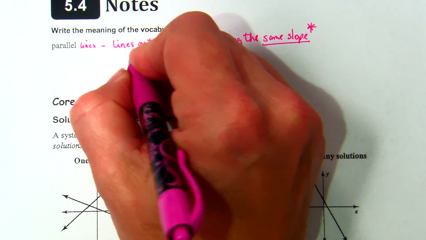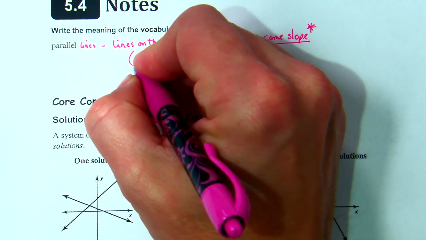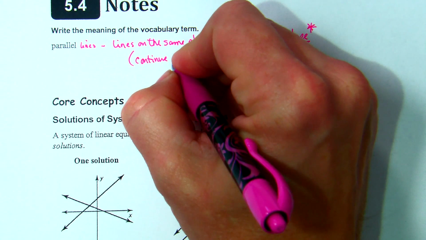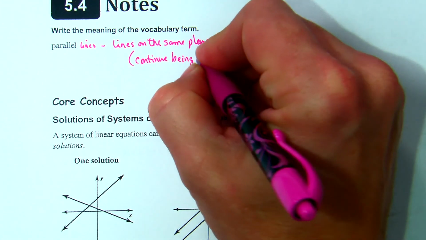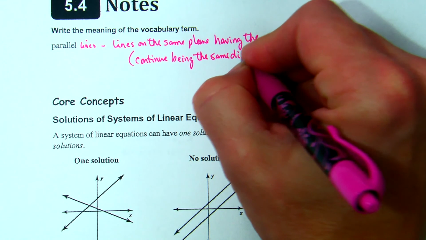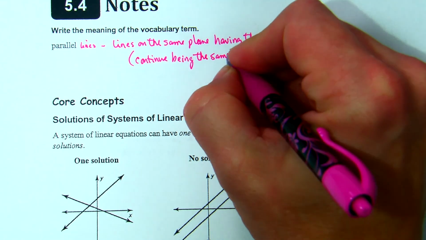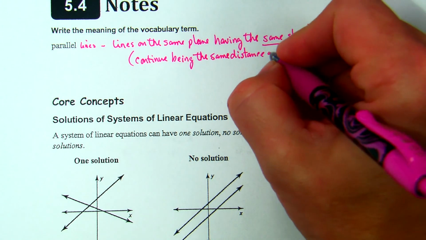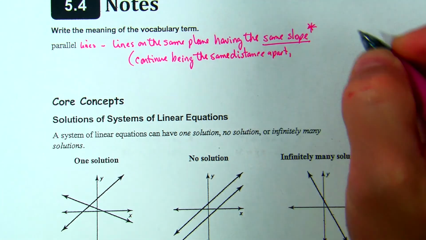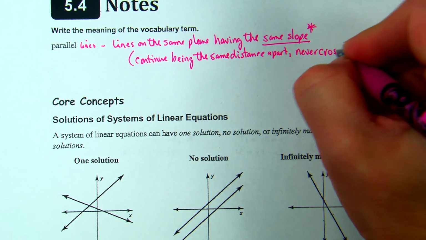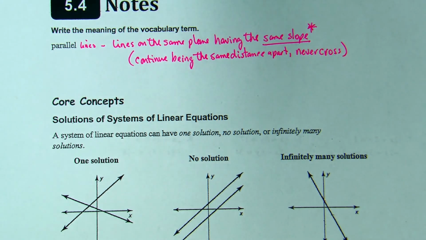And something we may add to that is that they will continue being the same distance apart. In other words, as they move along in one direction or the other, they will continue to be the same distance apart, meaning they will never cross, or intersect, if you want to write that too. It doesn't matter. They will never cross or intersect.